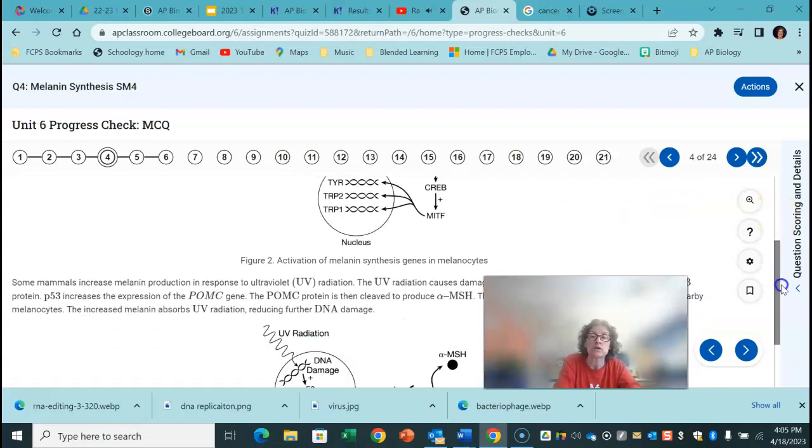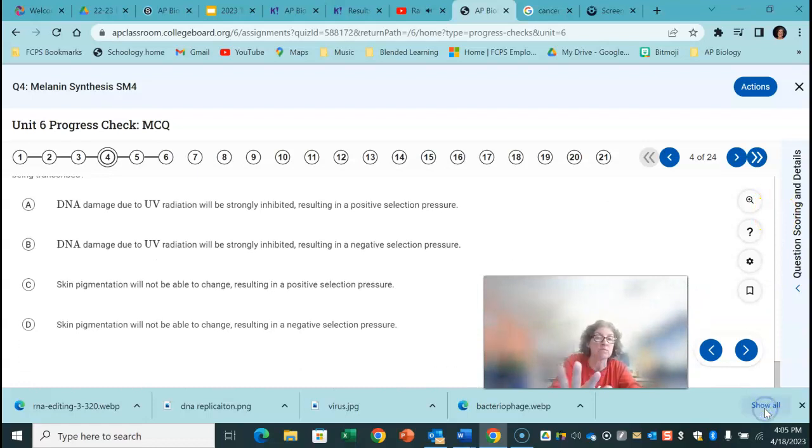So as a result, if you go down and look at the choices, now that you have that in your mind, which one would you pick? DNA damage due to UV radiation will be strongly inhibited. So, no, because no melanin is being made, so you wouldn't have any protection against UV radiation. So you'd eliminate A and B, right? No melanin, so all the damage is going to be allowed, not inhibited, right? So A and B are out. So it has to be C.